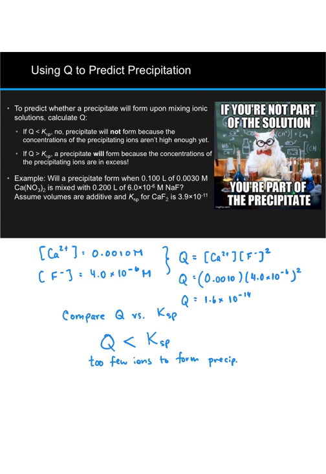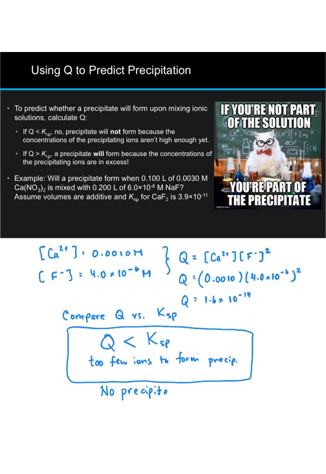That means that if we mix together a solution of 0.1 liters containing 0.003 molar calcium nitrate with a solution of 0.2 liters containing 6 times 10 to the minus 6 molar sodium fluoride, even though our general chemistry rules might have told us that a precipitate forms, we don't see any evidence of precipitate yet. So there would be no precipitation in this reaction, even though Gen Chem 1 might have said otherwise. The concentration of ions simply isn't high enough yet to generate the precipitate calcium fluoride.